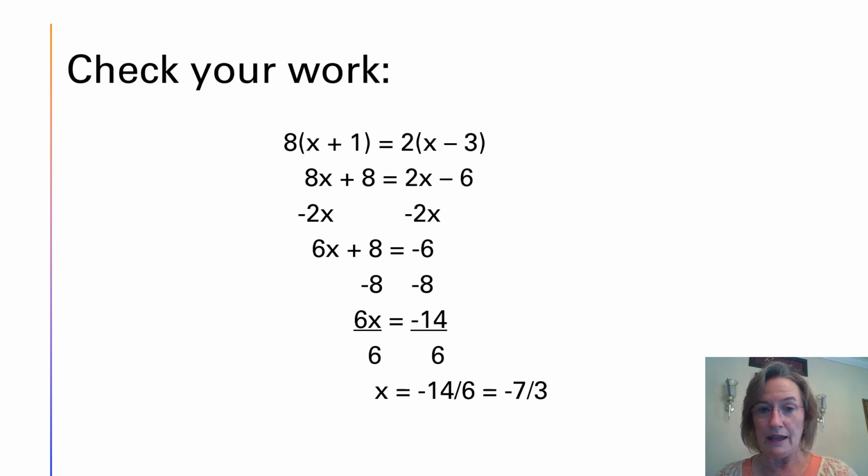Then we're going to take away 8 from both sides. You have 6x equals negative 14. Then divide both sides by 6. Now your answer turns out to be negative 7/3. In algebra, typically you leave your answer in terms of an improper fraction rather than changing that to a mixed number. How'd you do? I hope you did okay.